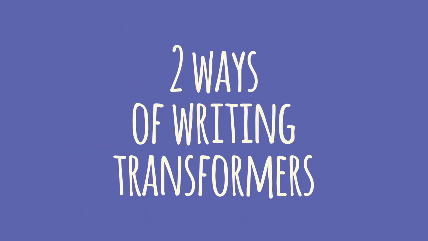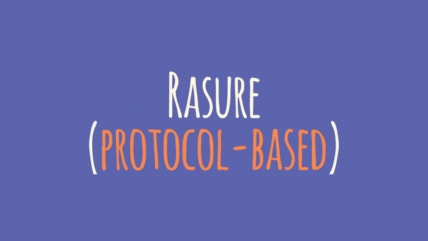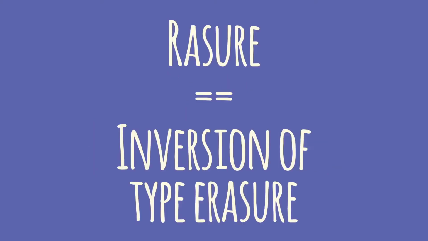So basically, these are the ways that we cannot do the monad transformers. There are only two ways that I know of that we can. First, it's protocol-based. And I call it RASURE. And it's a joke, because I think of it like an inversion of type erasure. So it's just no I here, no E here. So do you know what type erasure is? Are you familiar with the concept? Who is familiar with the concept of type erasure?